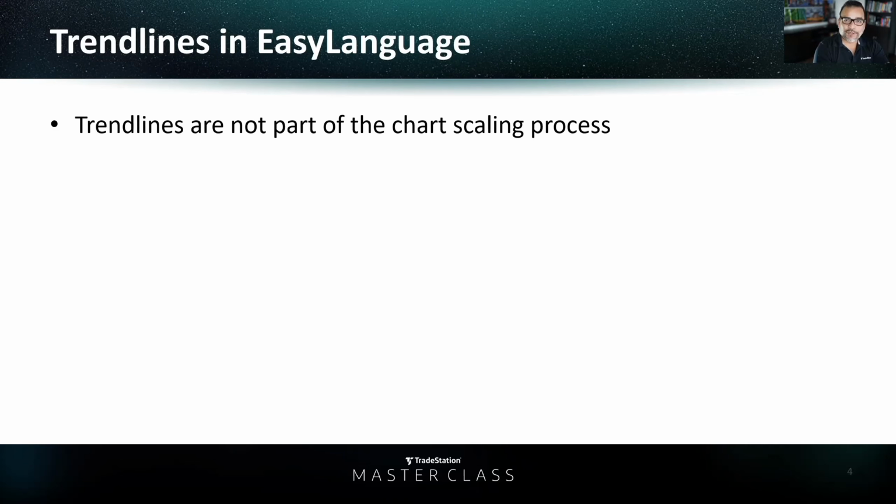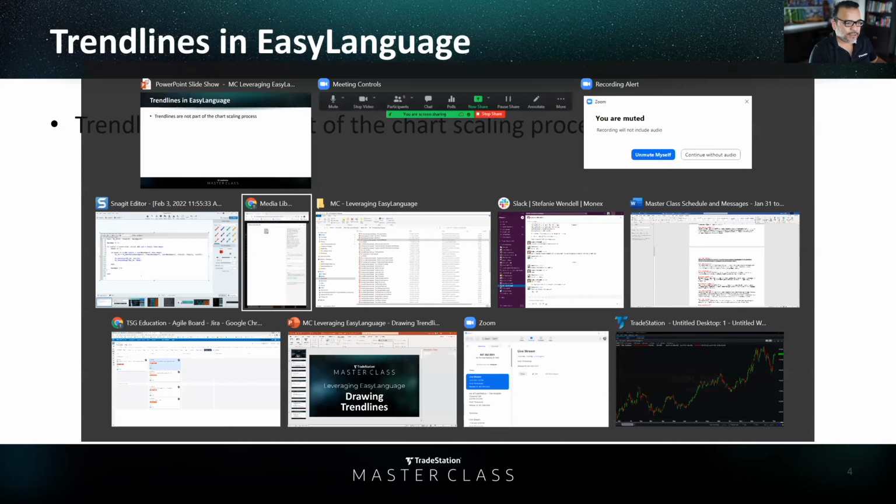Trend lines are not part of the chart scaling process. Something really important to remember. A lot of times we may think that something's not working because we don't see it on the chart. But remember, if the trend line is being drawn using prices that are not within the chart scale, you won't see them. This is something you need to remember, especially when you're using trend lines on TradeStation, even manual trend lines.